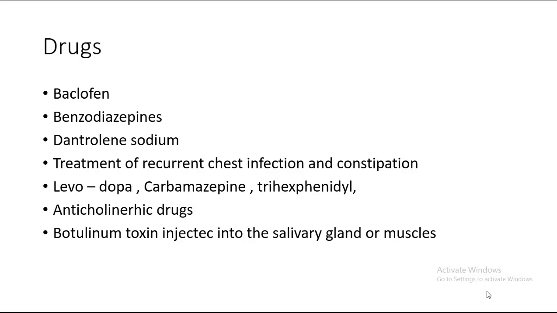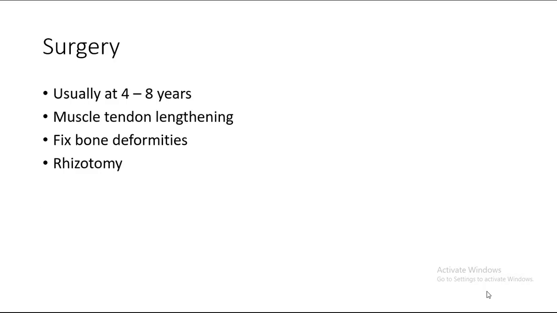For dystonia, we can prescribe levodopa, carbamazepine, trihexyphenidyl. Anticholinergic drugs can be used. Botulinum toxin can be injected into the salivary gland or the muscles. Some of them have excessive salivation, drooling, and this excessive salivation can cause other complications. So we can inject botulinum toxin into the salivary gland.